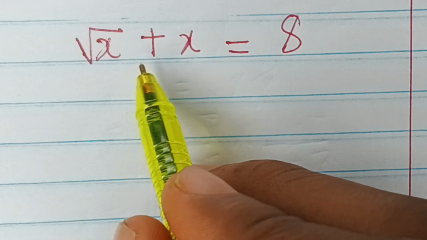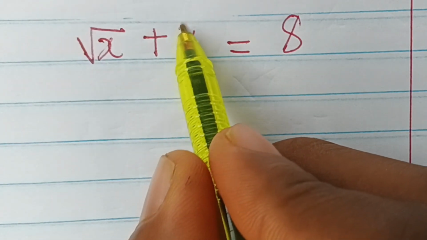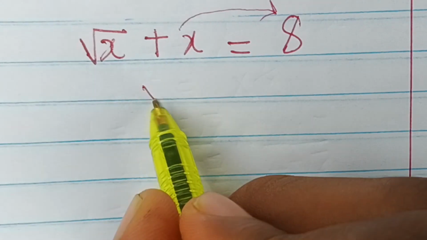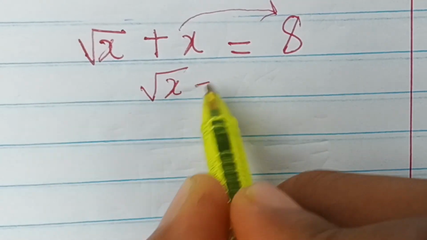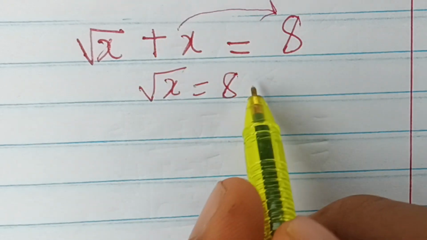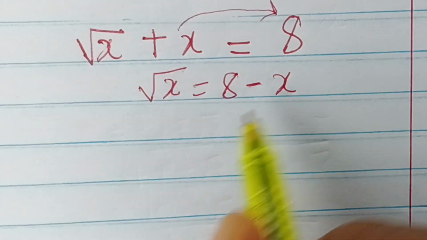Now, first thing I do is to move x to the right hand side. So I would have square root of x is equal to 8 minus x. When a positive sign crosses over, it becomes negative x.